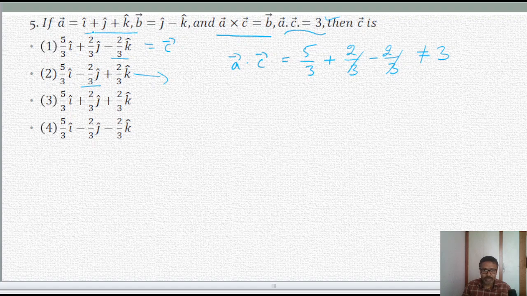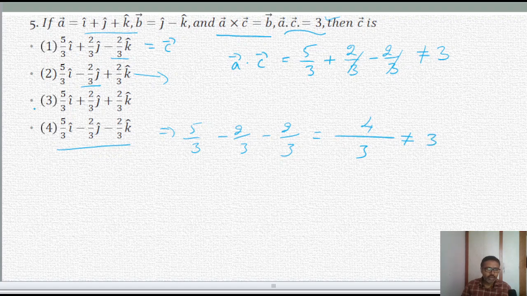We will get the same with a dot c. And see there, the last option also has two negative signs. That will give you 5 by 3 minus 2 by 3 minus 2 by 3. Taking 3 as LCM, 5 minus 2 minus 2 will give you 1 by 3, which is not equal to 3.